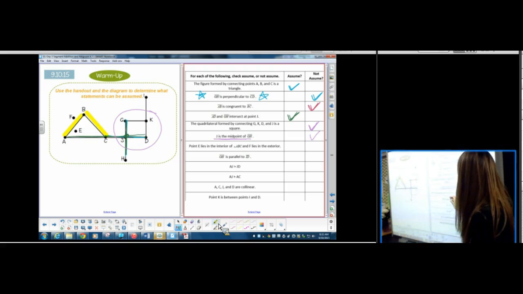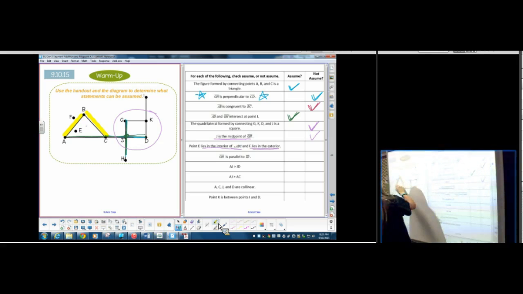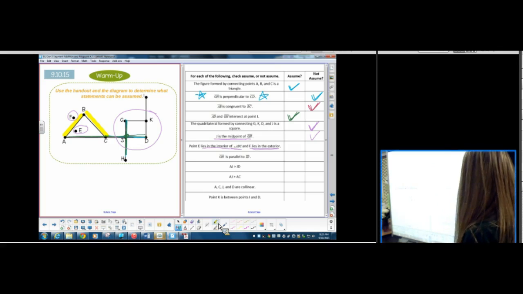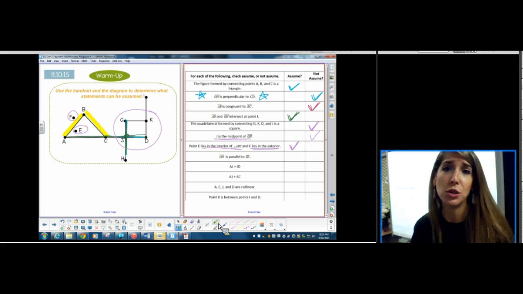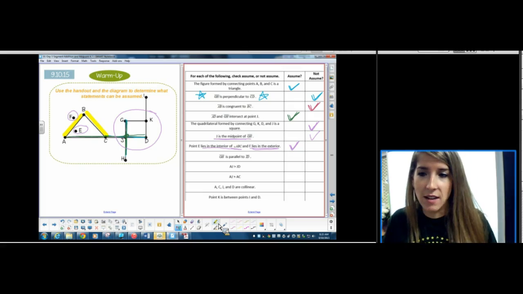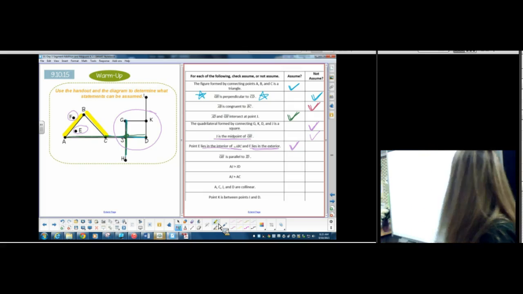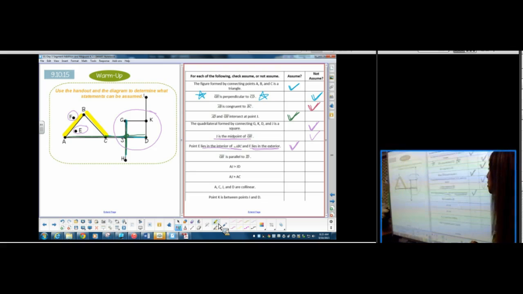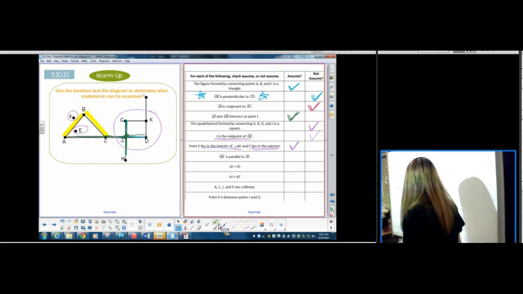Point E is inside this triangle, and F is outside the triangle. Okay, E is inside the triangle, and F is outside the triangle. That one's common sense. That one you're allowed to assume. If it looks like it's inside, it's inside. If it looks like it's outside, it's outside. That one's easy. Ooh, GH is parallel to ID.